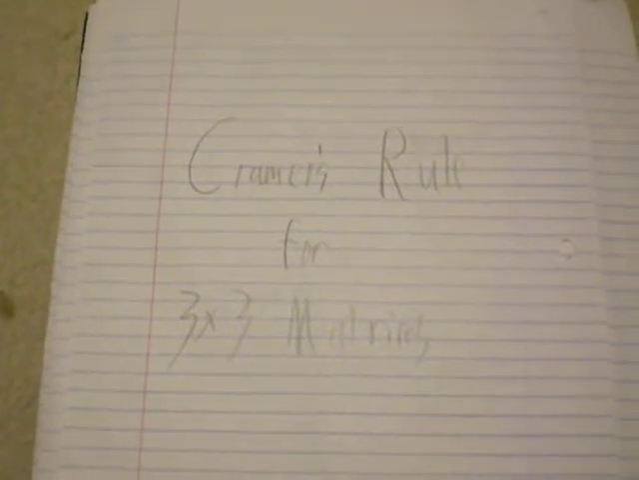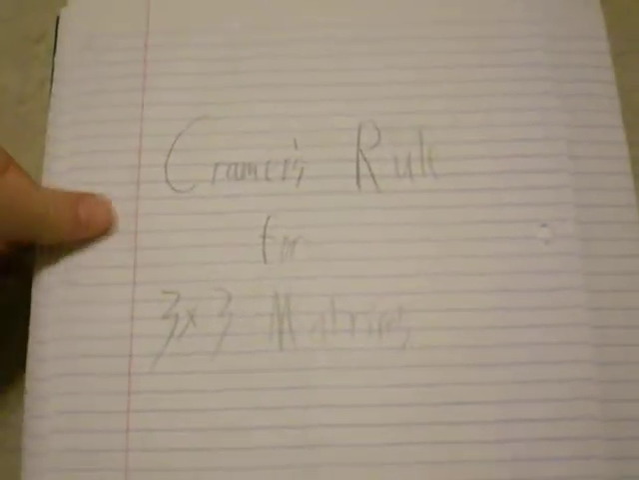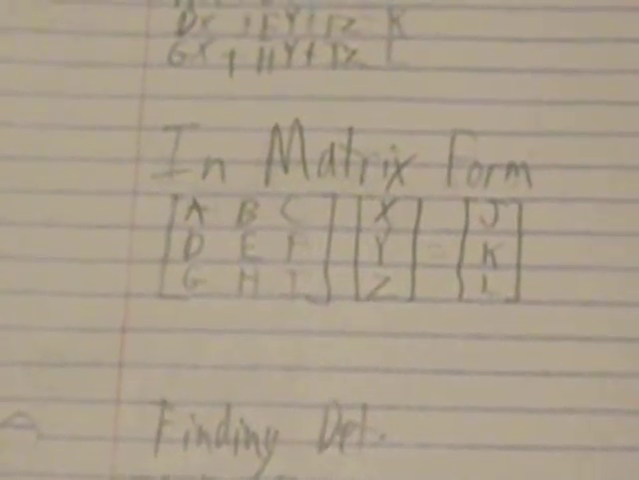Okay, so today we will be doing Cramer's rule of 3x3 matrices. So we will start off with the system of equations. AX plus BY plus CZ equals J. DX plus EY plus FZ equals K. And GX plus HY plus IZ equals L. Or in matrix form, ABC, DEF, GHI times XYZ equals JKL.